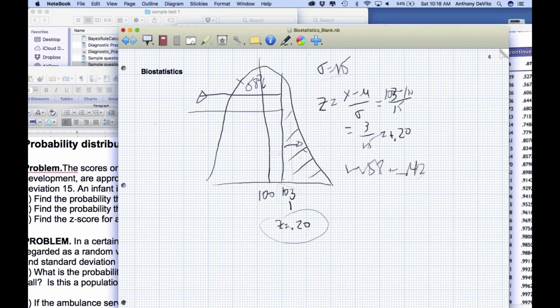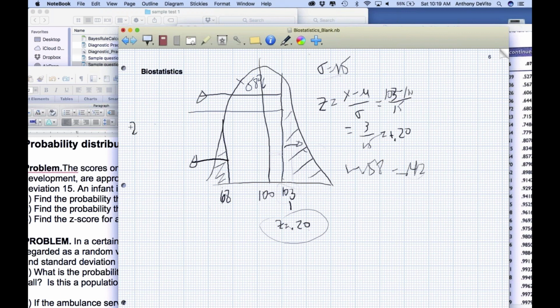So now I've got in my head that, gee, looks like I've got a good answer there. Now I'm going to change the second part of the problem. What's the probability that an infant will have a PDI score of 68 or less? Okay, that's a little bit different here. So 68 or less is going to be to the left of 68. But now I have to determine what z-score represents 68.